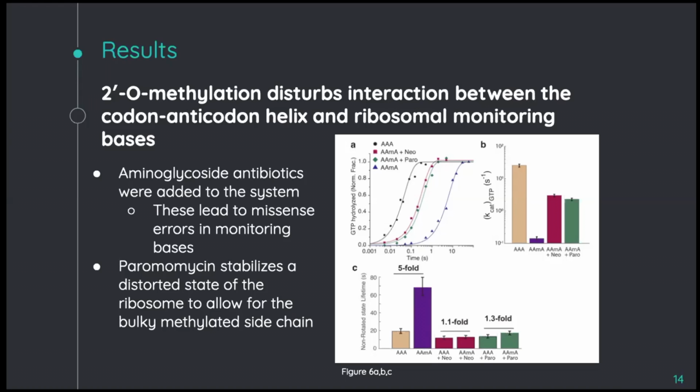This was seen through X-ray crystallography because when there is not an antibiotic in the system, there is no difference in the electron density, so there is no ability to differentiate between the ribosome and the methylated side chain. However, when paromomycin is added to the system, the ribosome is differentiated from the methylated side chain. This also can be seen through the kcat in figure 6B, in that there is a difference between the normal, the methylated, and then the methylated with the two antibiotics.